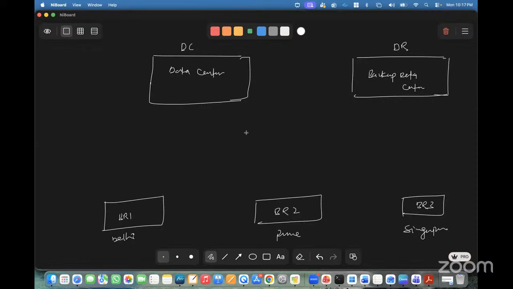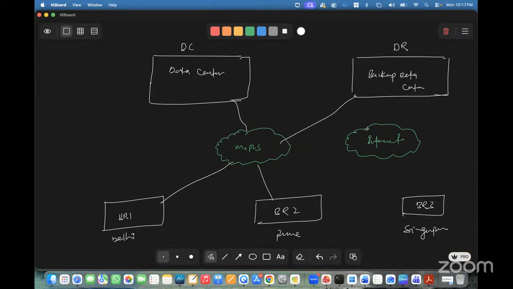Now you require the ISP to make the connectivity. So you might require one ISP, might require two ISPs. Generally we require two ISPs: we require the MPLS, we require the internet. So if I connect like this, right, this is my MPLS. If I connect like this, internet. So what happened? Any users are sitting in any locations. That is my legacy WAN architecture.